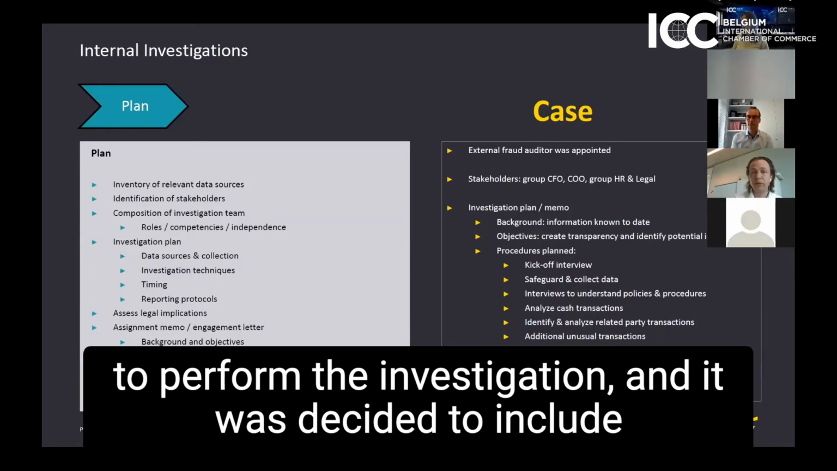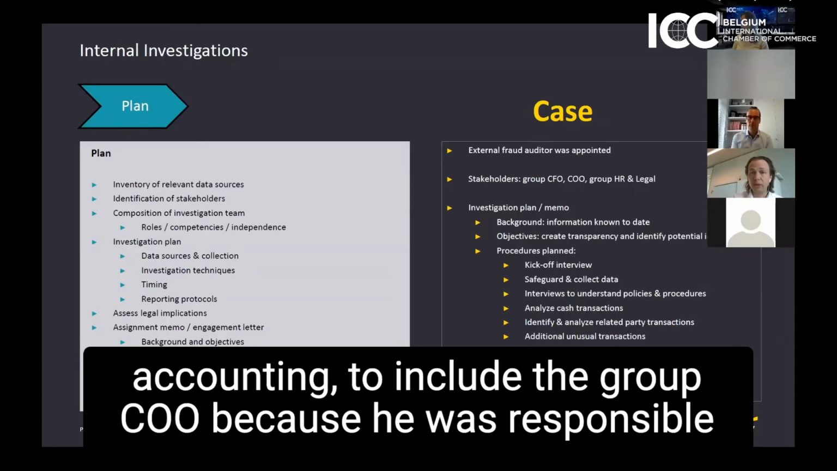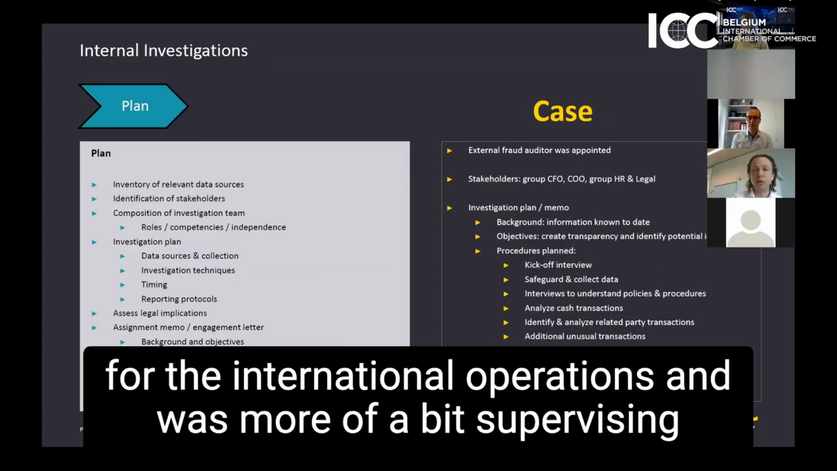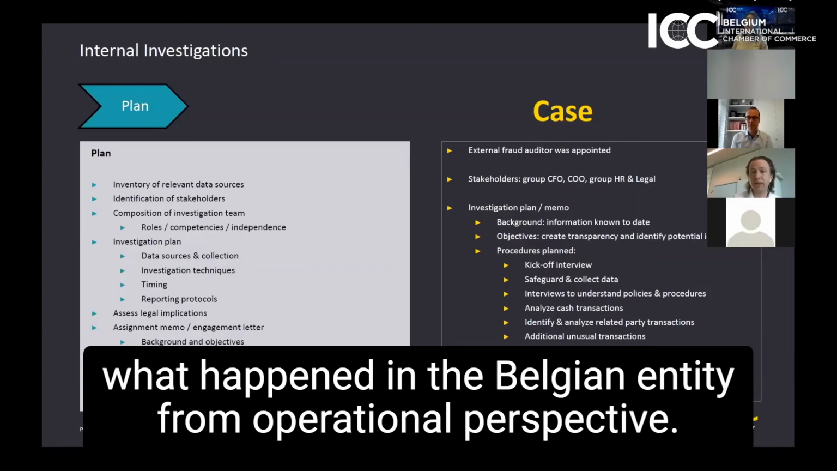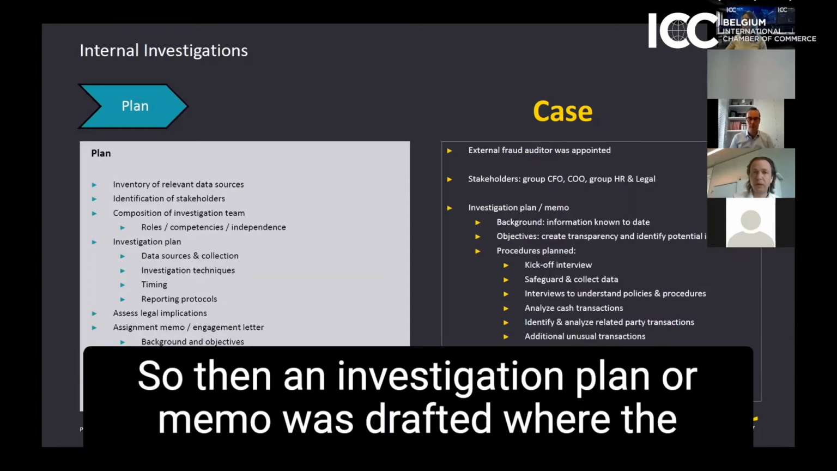And it was decided to include the group CFO because he was responsible for the overall accounting. To include the group COO because he was responsible for the international operations and was more supervising what happened in the Belgian entity from an operational perspective. And then, of course, also group HR and legal as it concerned a potential fraud.